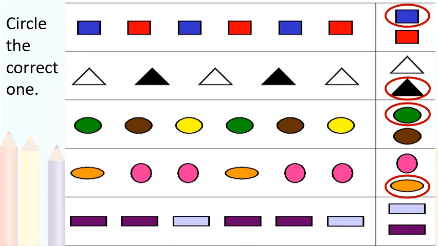Last one. Violet rectangle and blue rectangle, light blue. Okay, violet, violet, blue. So the answer should be violet. Next one is a violet rectangle, isn't it? Good.